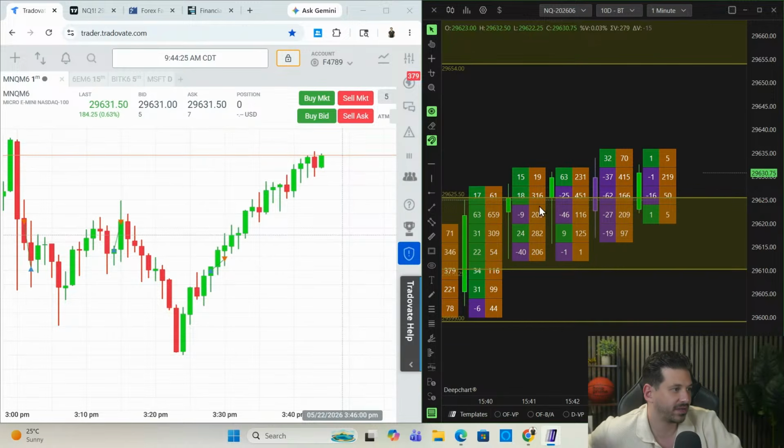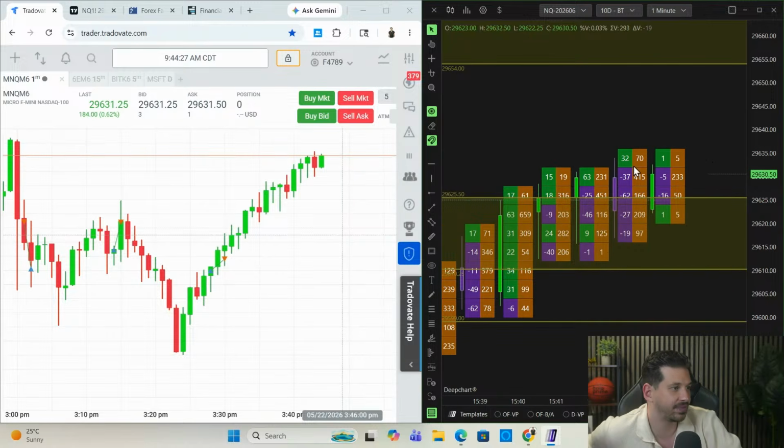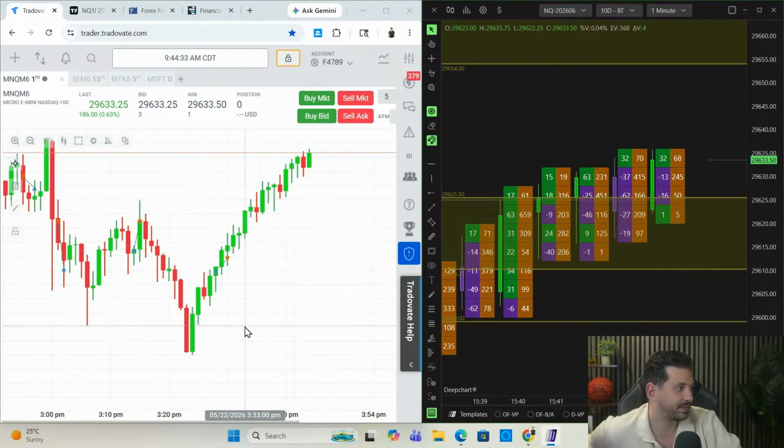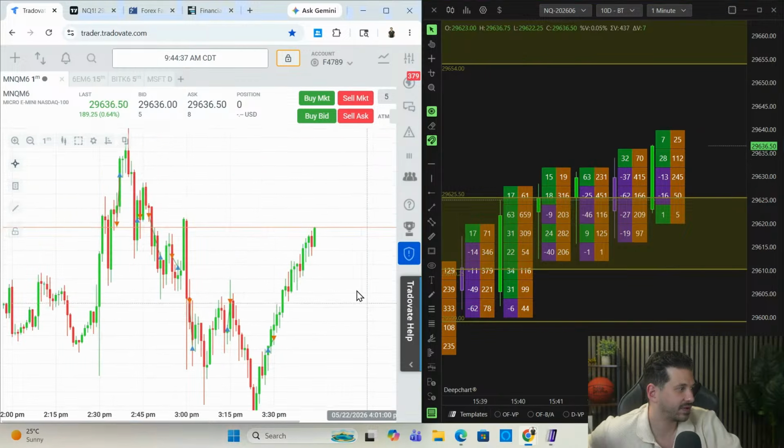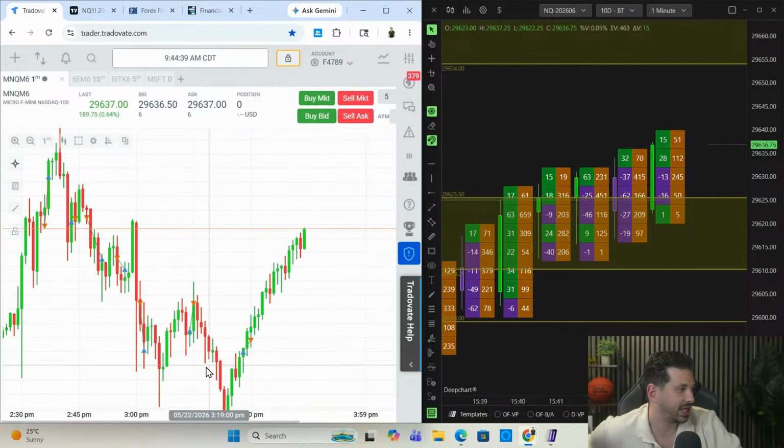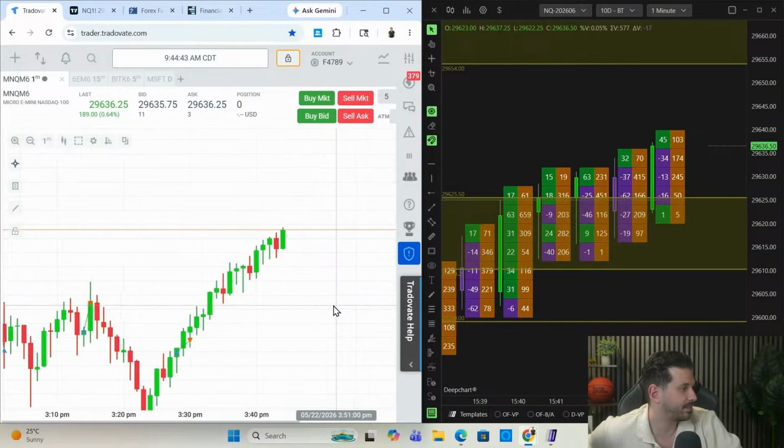We've got a bit of a stalemate, but the buyers are still able to break through here. Sellers keep trying, but I mean, what a steep move. I really should have held that. Damn, that would have been a good trade.